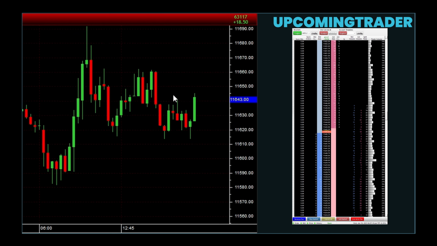And finally, make sure you have confirmation before acting on a breakout. It is tempting to jump in as soon as the price moves out of the value area, but without volume or other signals, the move could be a fake out. Waiting for a little more proof can save you from false signals.